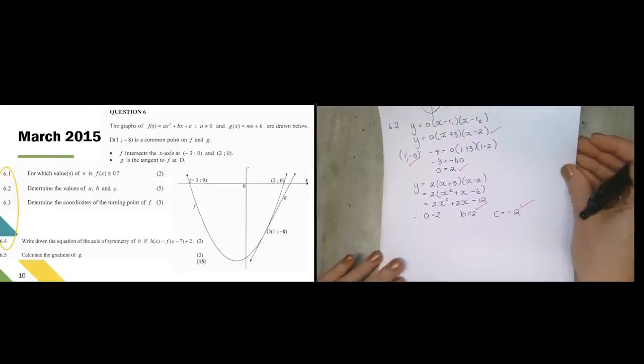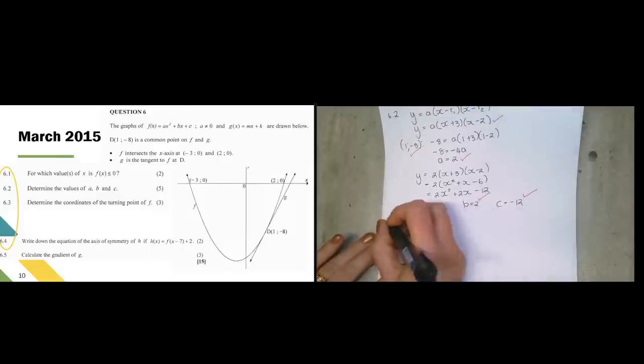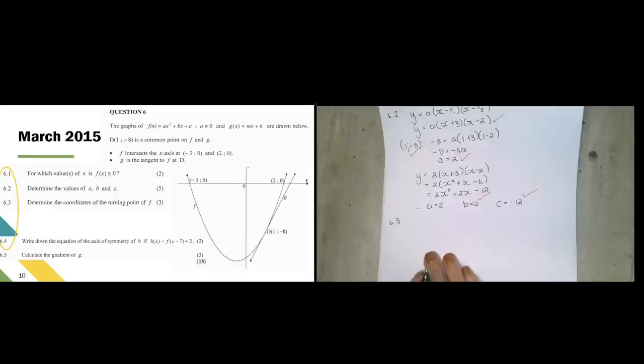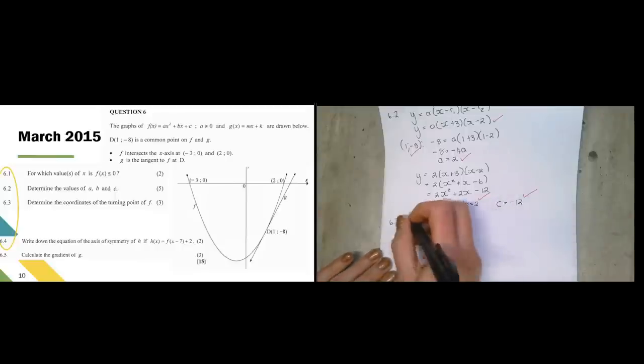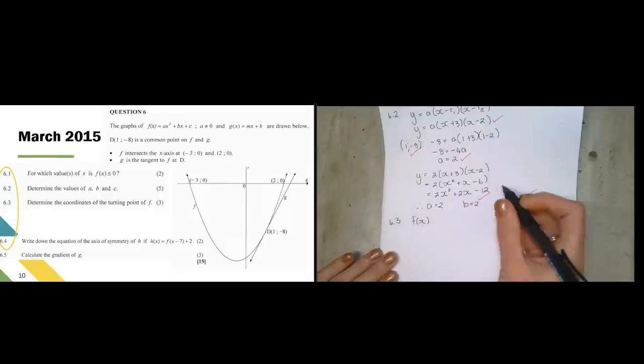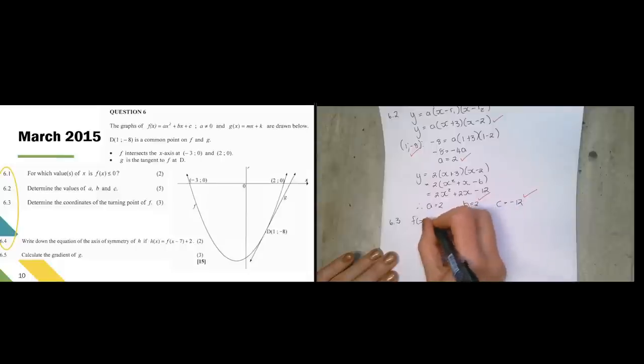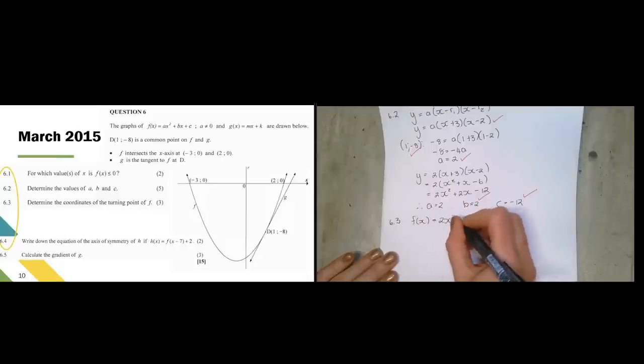Question 6.3. They ask us, determine the coordinates of the turning point of F. Now, there's a few ways you can do this. Remember, we now have the equation of f(x). And even if you struggled, we're going to look at a few methods to do this. So f(x) we have now is the equation 2x squared plus 2x minus 12.